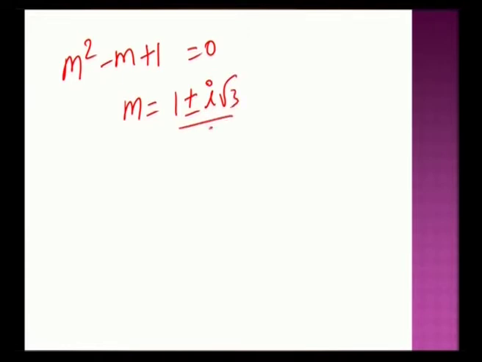Now, write the characteristic equation of this differential equation. The characteristic equation will be m square minus m plus 1 is equal to 0. Now, the solution of this characteristic equation will be m is equal to 1 plus or minus i root 3 by 2. These are the roots of this characteristic equation.